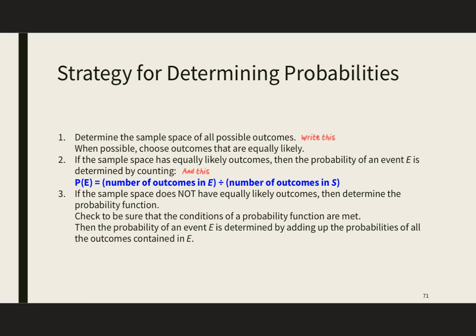If the sample space does not have equally likely outcomes, then determine that probability function. Many times it's just given to us, especially with the dice or some other stuff that you'll do in your exercises. Check that the conditions of the probability function are met, usually they are, and then the probability of that event is determined by adding up all those probabilities, which I talked about in the previous slide.